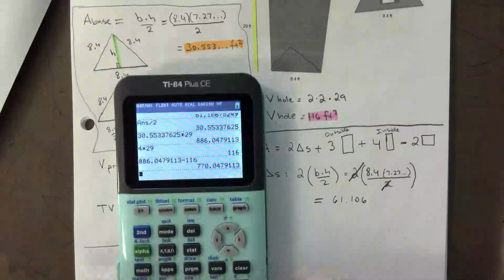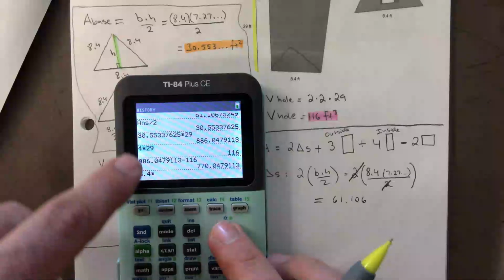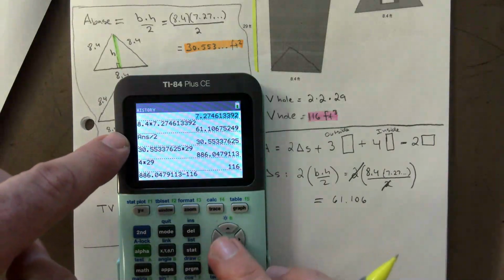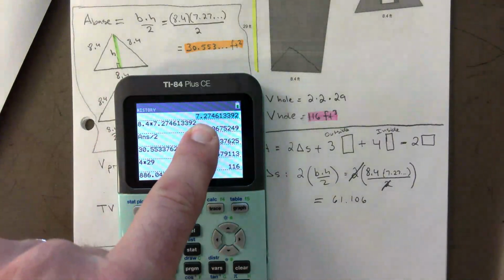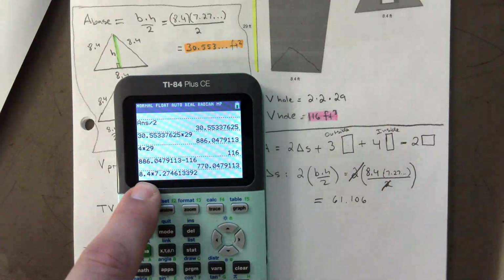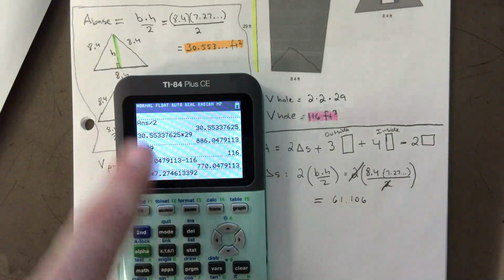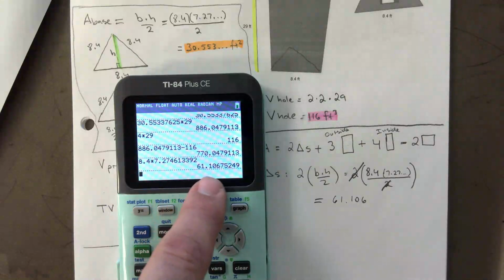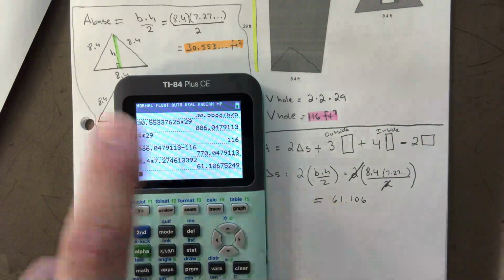So watch how I do this. It's very good to, how to use your calculator is very important. So right there. So 8.4 times that. I already did that before, I know that. So that's this number here.